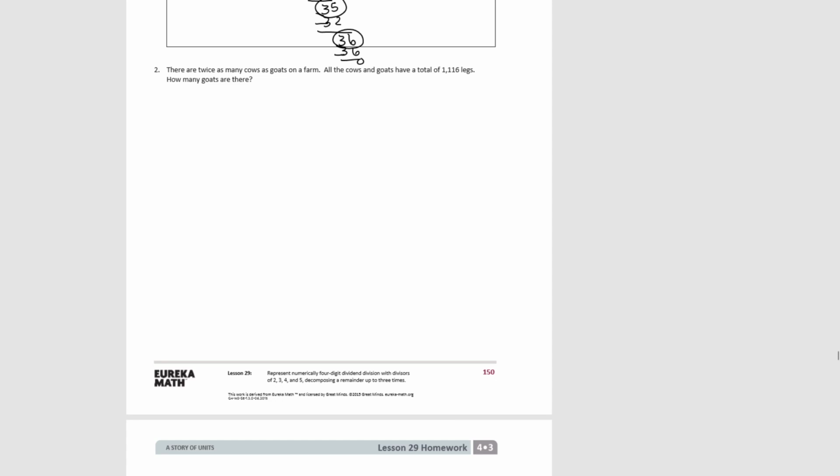Think about the problem. Draw a tape diagram. Figure the equations that you need to solve this problem. It is a multi-step problem. And figure out the answer.